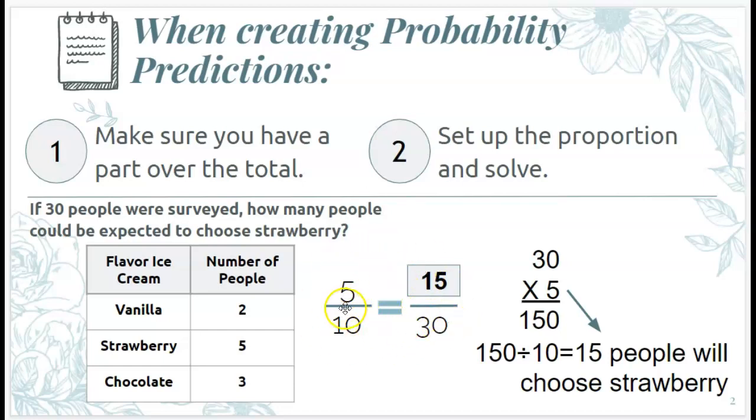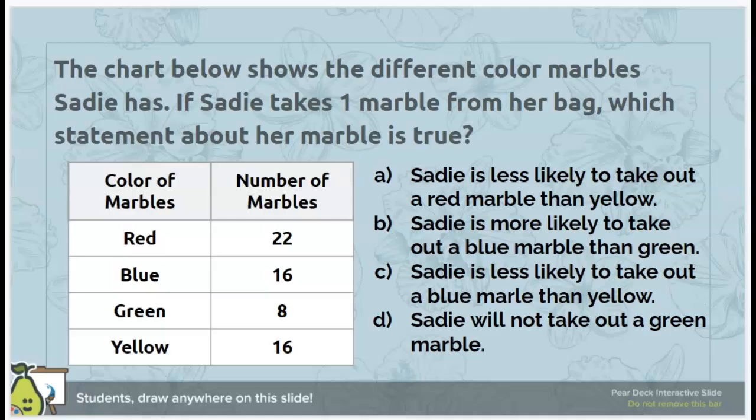Now, if you were not sure, if maybe it didn't go nice and easy with your equivalent fractions, you could always do 30 times 5, and you would get 150, and then divide by the 10. So cross multiply and divide. So that's what we're doing today. We're just creating. There's going to be a lot of tables today, just so you know, okay?